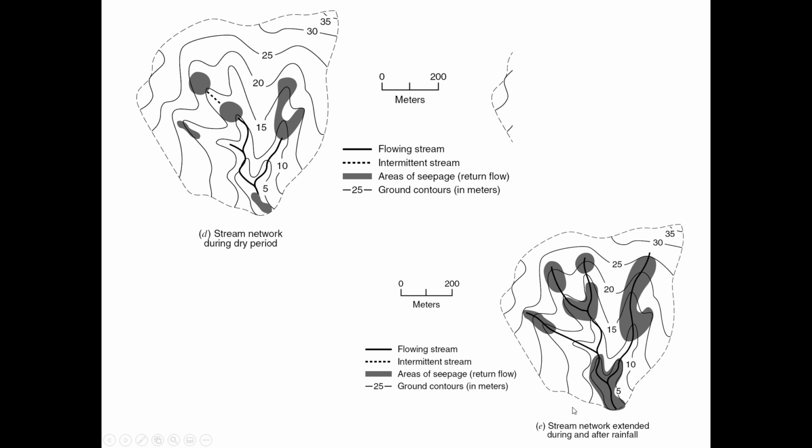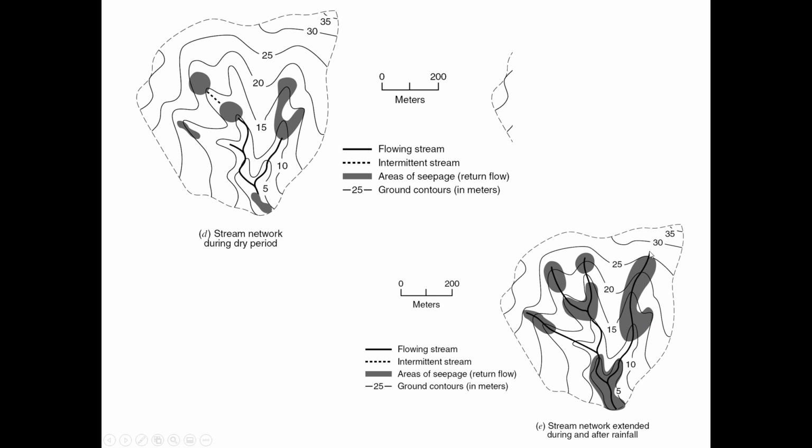But during rainfall events, during wet weather, this network extends deeper into the same watershed. And so this is the same watershed, just under two different conditions. When it's wet, then the channel goes further upstream. There's more of the wet seepage areas.